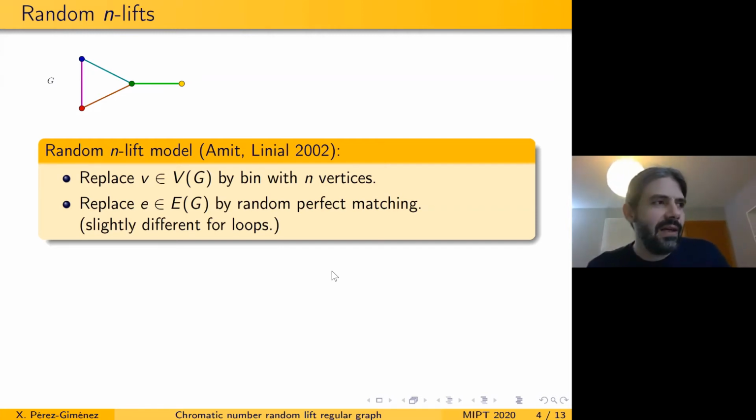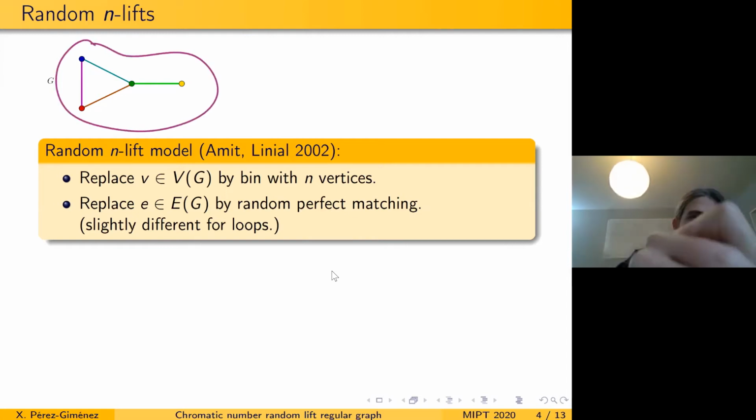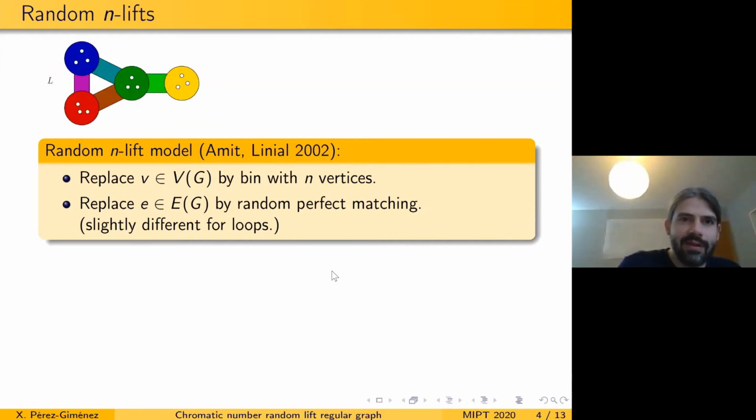Yeah, I think there are other papers by statistical physicists that also look at random lifts. So other people have looked at that too, but I think it was introduced in these terms by Amit and Linial. You can build a uniform random n-lift of a fixed base graph by first replacing each vertex by a fiber with n vertices, and then throwing a random perfect matching between any two fibers that correspond to adjacent vertices. All the perfect matchings are uniformly chosen and independent.